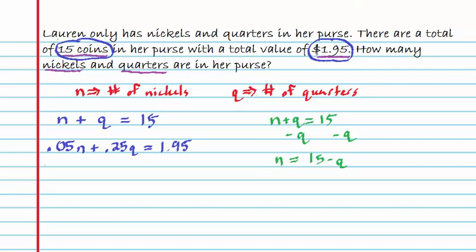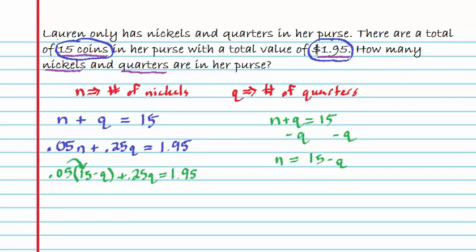So in my second equation, I'm going to plug 15 minus q in for n. So that's going to be 0.05 times, instead of n, this is where we plug in 15 minus q. This is the substitution part. So plus 0.25q equals $1.95. So now I just need to perform algebra to solve this equation.